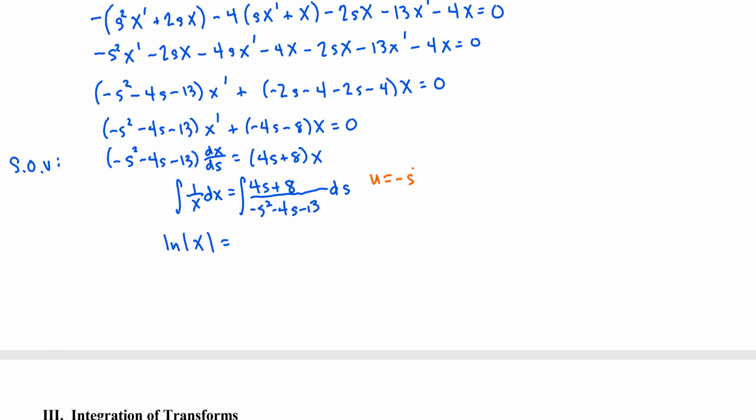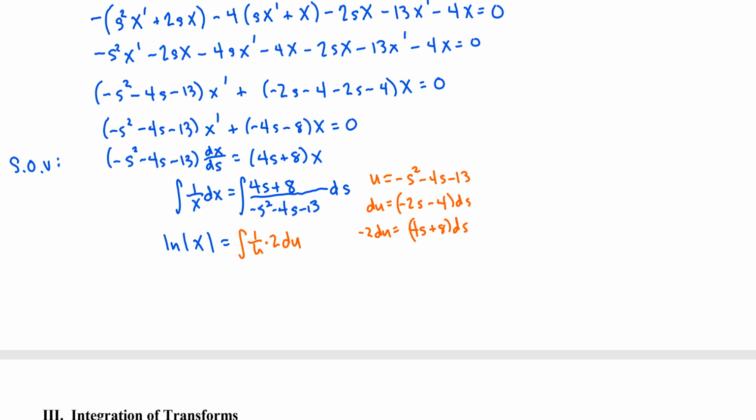What do you think? Let's try u equals negative s squared minus 4s minus 13. And then du would be negative 2s minus 4 ds. If I multiply that by a negative 2, I would get 4s plus 8 ds. So we can think of this as the integral of 1 over u times 2 du.